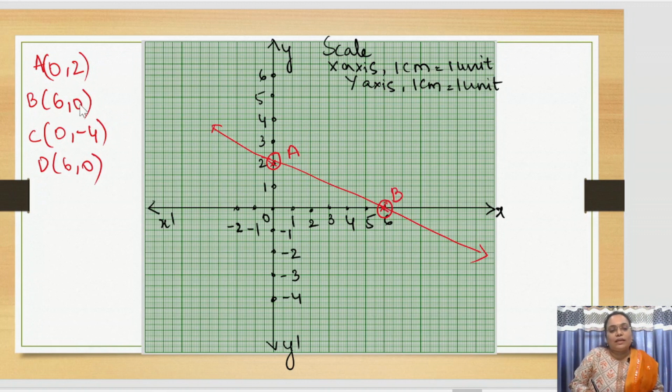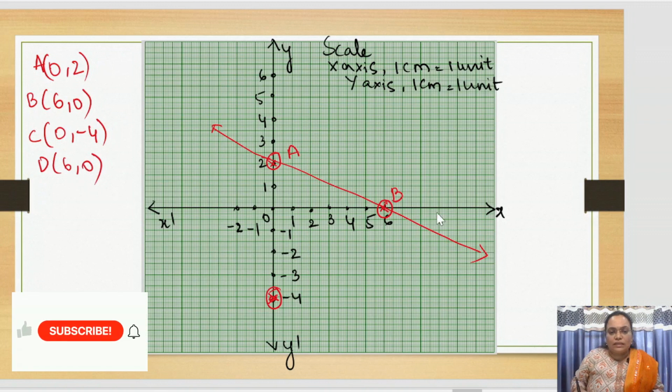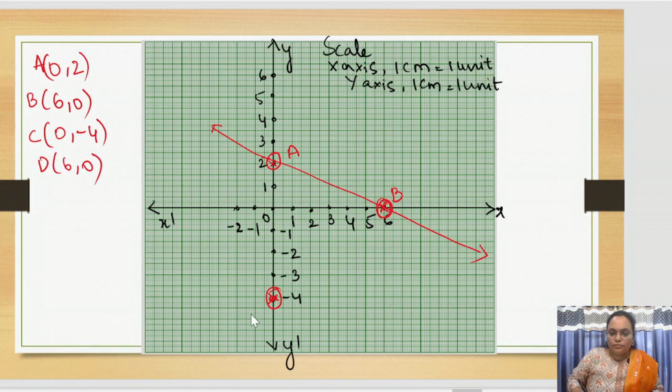Okay. The next point is 0 and minus 4. 0 on the x-axis and minus 4 on the y-axis, which is this one. The next one is 6 and 0. 6 on the x-axis and 0 on the y-axis, which is the same point, this one. Okay. Let us join these both. This is C point and this is D point.